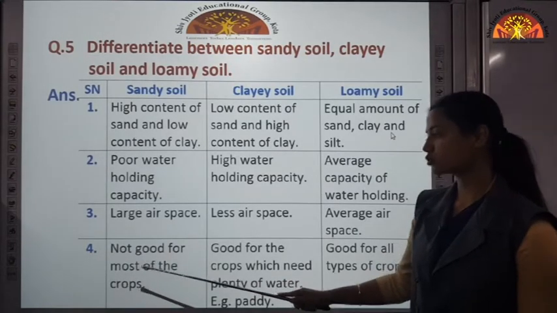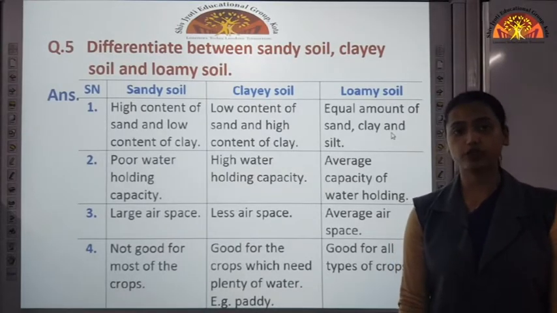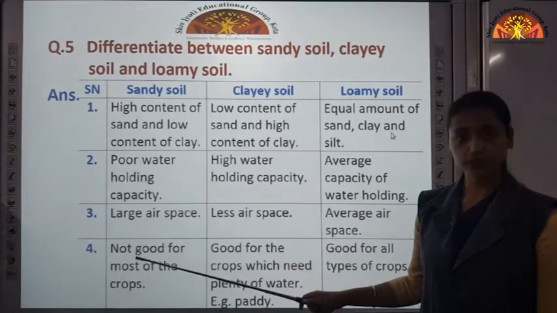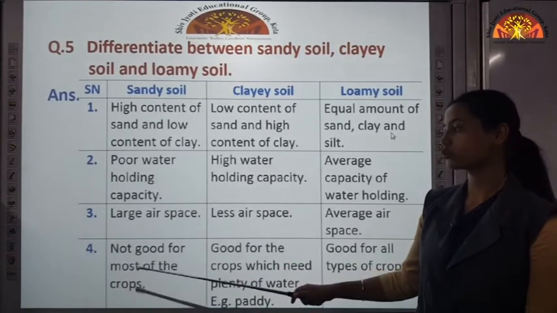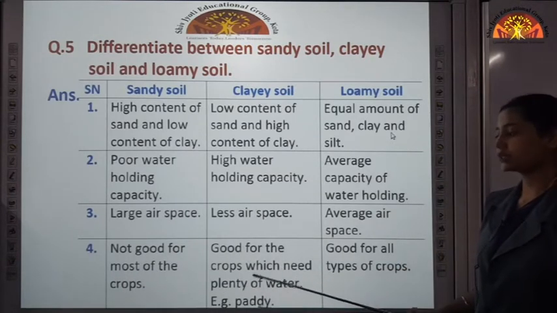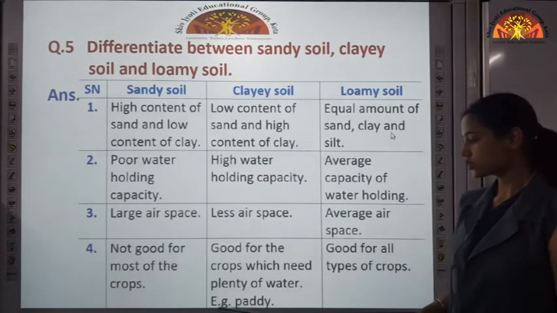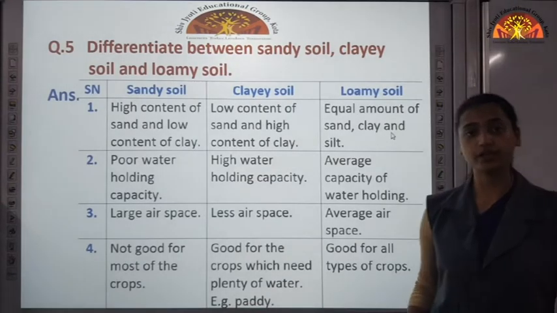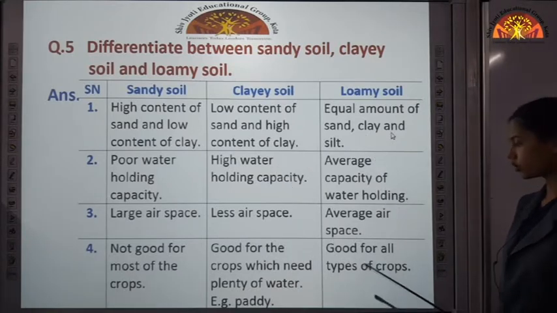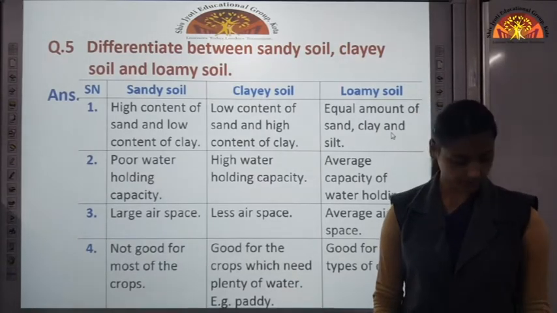Then, sandy soil is not good for most of the crops, as we know that crops need proper air and water for their growth. So, this soil does not have water, so that is why we cannot grow most of the crops in this soil. Whereas clay soil is good for the crops which need plenty of water, because this soil can hold more water. For example, paddy, which requires standing water, we can grow in this soil. Then loamy soil is good for all types of crops because it provides proper air and proper water to our plants.